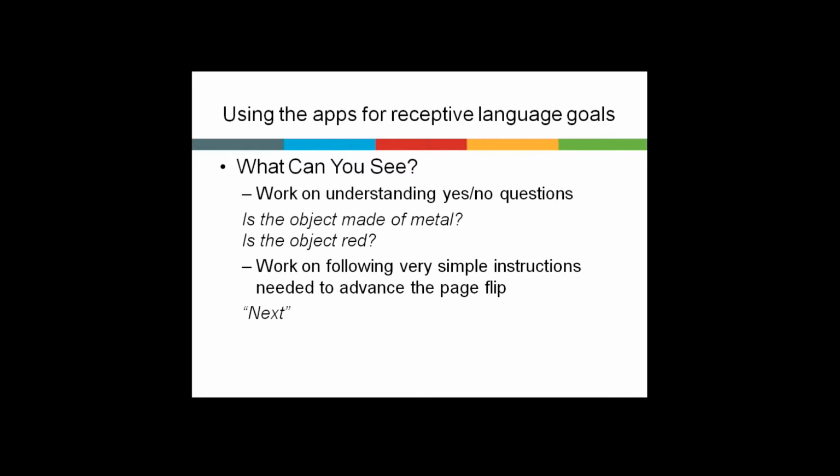So I could ask, is the object made of metal? Is the object red? And so on, where the client only needs to answer yes or no. But I could also work on very, very simple goals or skills. So just following the instruction of next and working on that page flip skill that you saw.